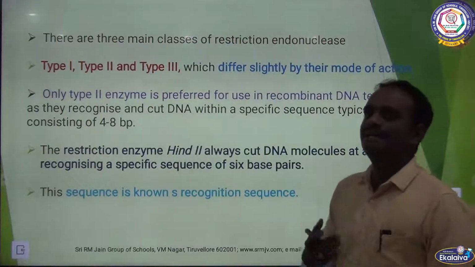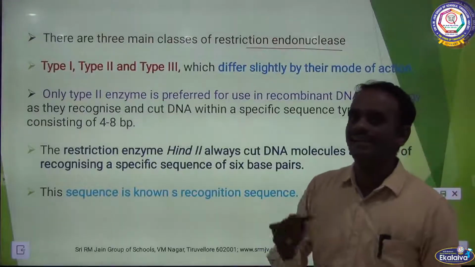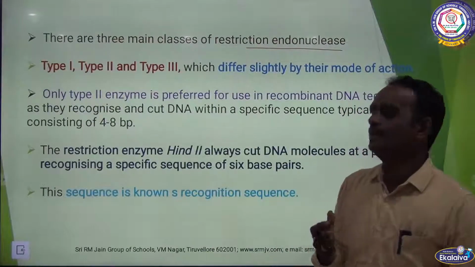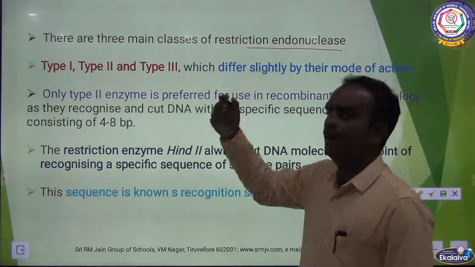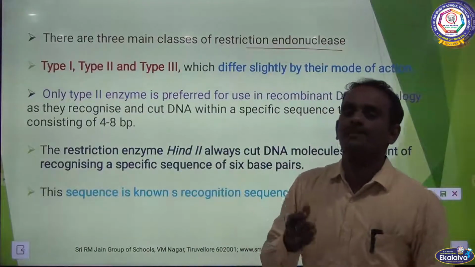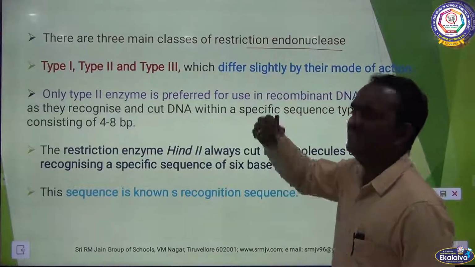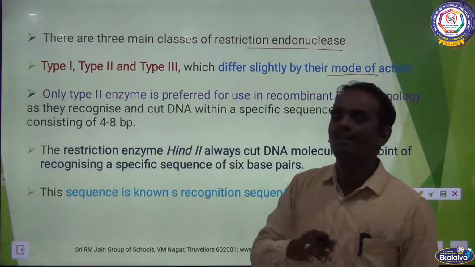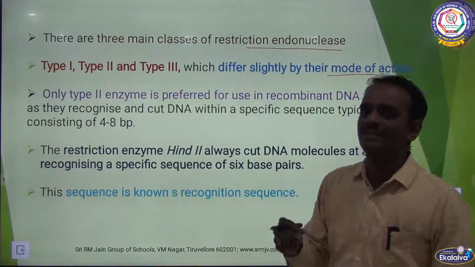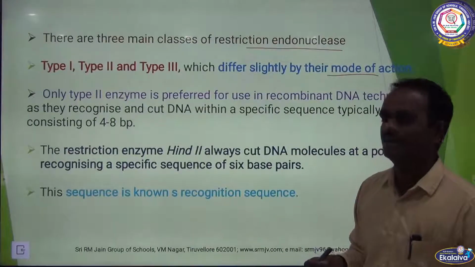There are three main classes of restriction endonucleases: type 1, type 2 and type 3. All three are slightly different in their mode of action. They are not the same; they have very slight differences in their mode of action.